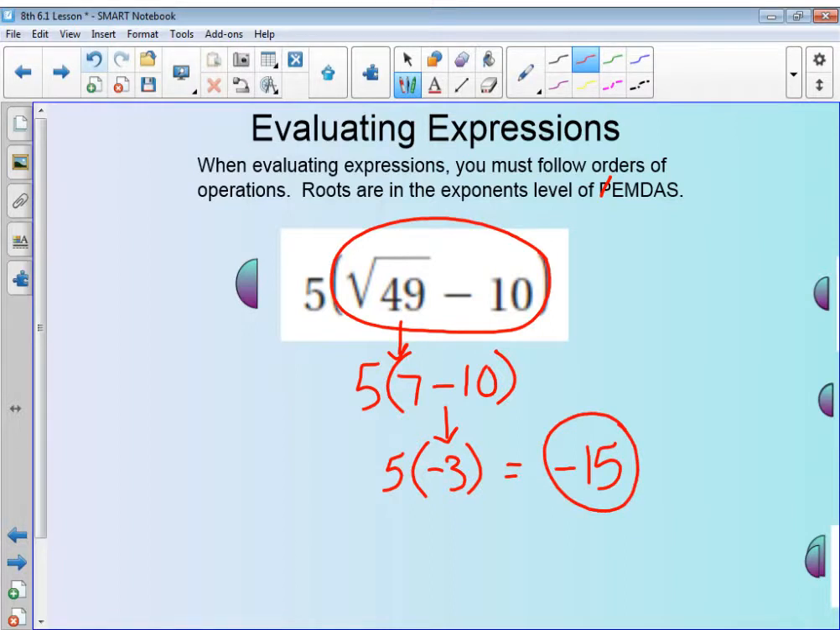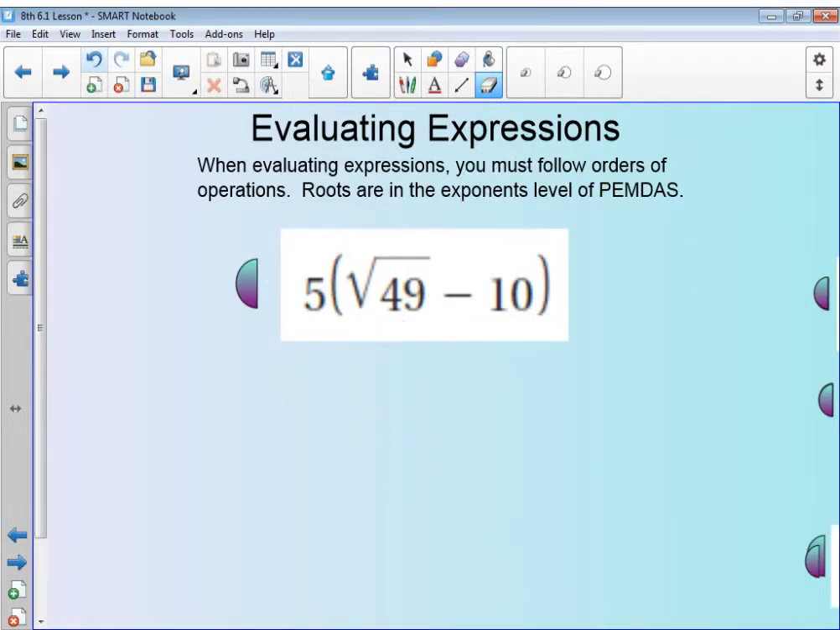Okay, you should have gotten negative 15 for this one, remembering to follow those orders of operation. This time I had a parenthesis, so because I had more than one thing, that's why I circled it. It's more visual for me. And then I thought of this square root of 49 minus 10 as a separate problem, and then pieced it back in with that 5 that was on the outside. Okay, so that's working with some basic ones.